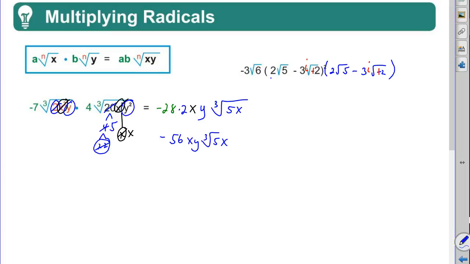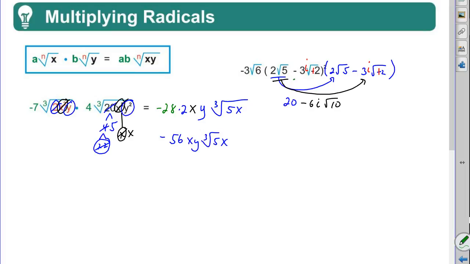We have to distribute. 2 times the square root of 5 times 2 times the square root of 5. 2 times 2 is 4. Square root of 5 times square root of 5 is 5. 4 times 5 is 20. That first term is a 20. Second term, the outers. A positive 2 times a negative 3i is a negative 6i, and the square root of 5 times the square root of 2 is the square root of 10. So I have negative 6i times the square root of 10.